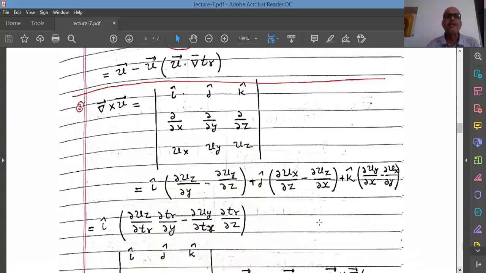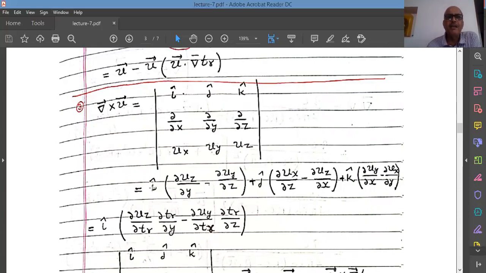Now coming to the third term, which is slightly lengthy. This is the part where we are calculating the curl of a v here. So curl of the velocity. When we write down the curl, we express it in a determinant form. The first row contains the unit vectors i, j, k. Second, the derivatives del over del x, del over del y, del over del z. And the third row represents the x, y, z components of the vector whose curl we have to calculate.